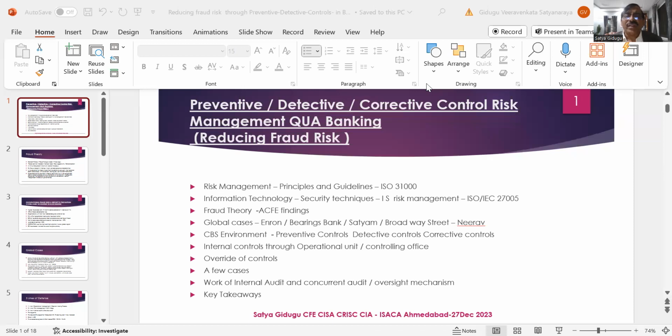So information systems risk management, ISO/IEC 27005, is also a wonderful document. Then I'll be discussing the fraud triad or fraud theory, and the ACFE, Association of Certified Fraud Examiners, findings, the 2022 findings.